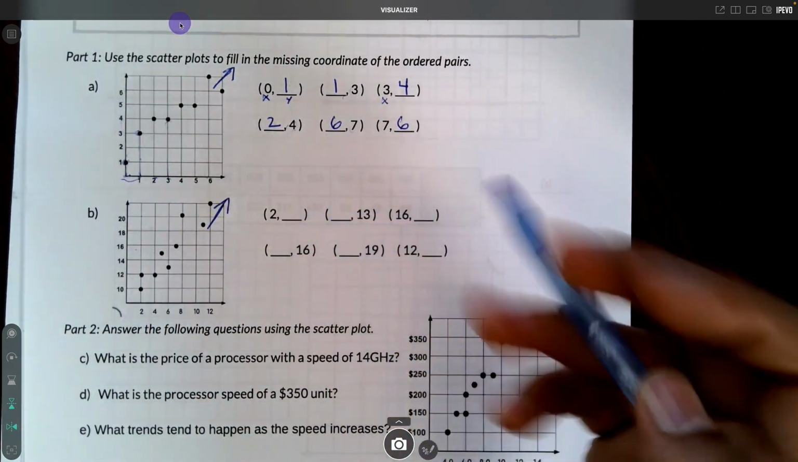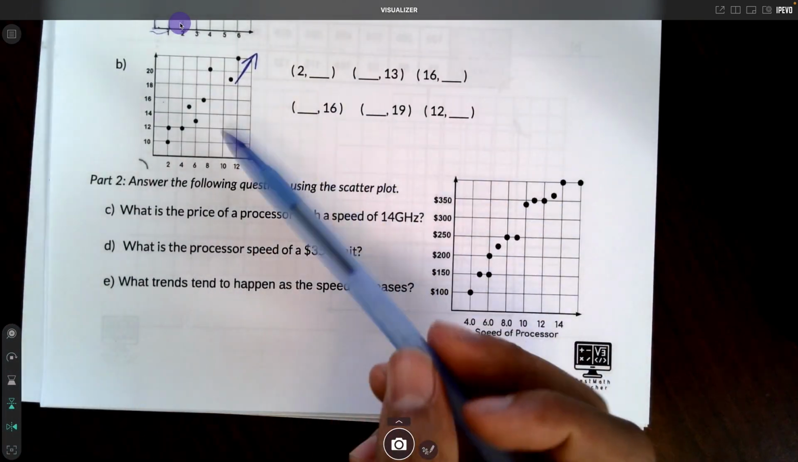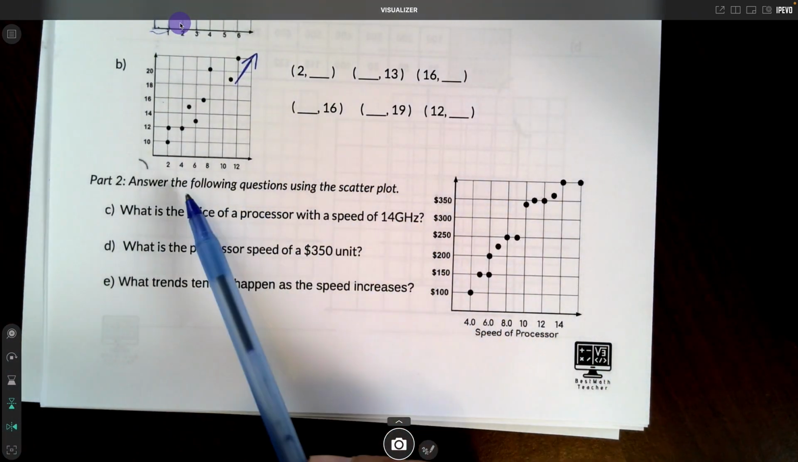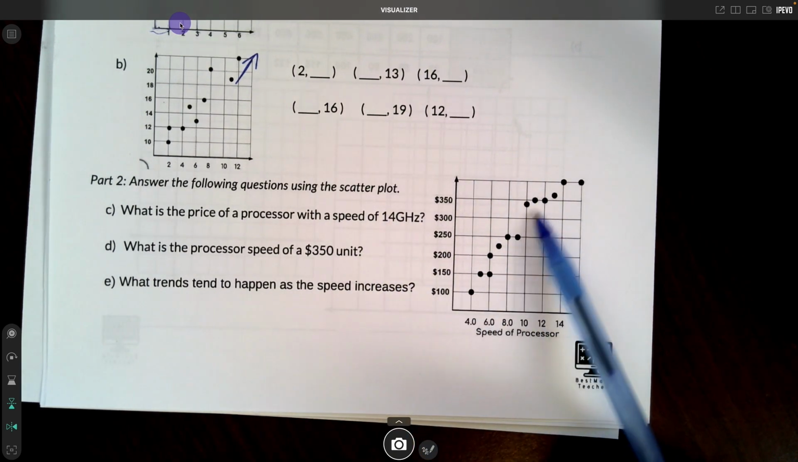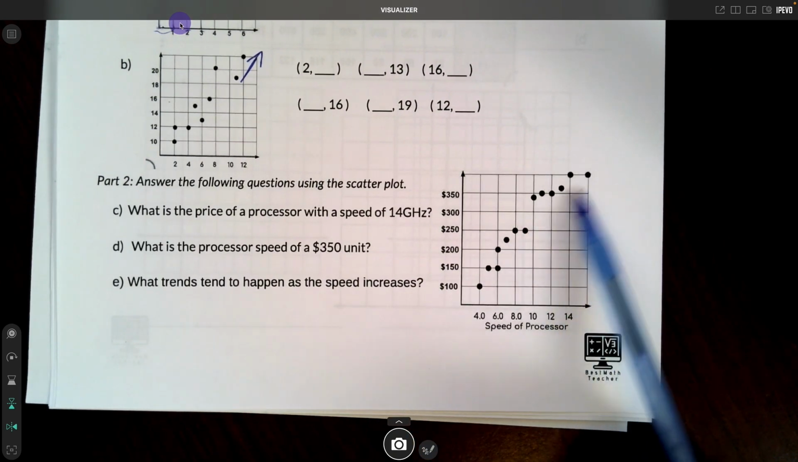I'm expecting you to do these yourselves, and these are easy to answer too. Part 2: answer the following questions using the scatter plot. So this is our scatter plot. It's obviously a positive correlation, it's going up.